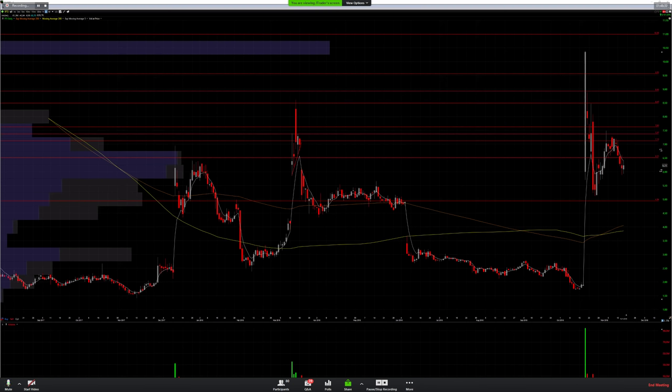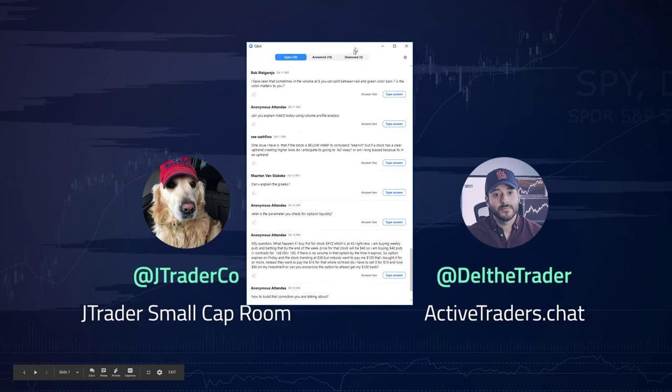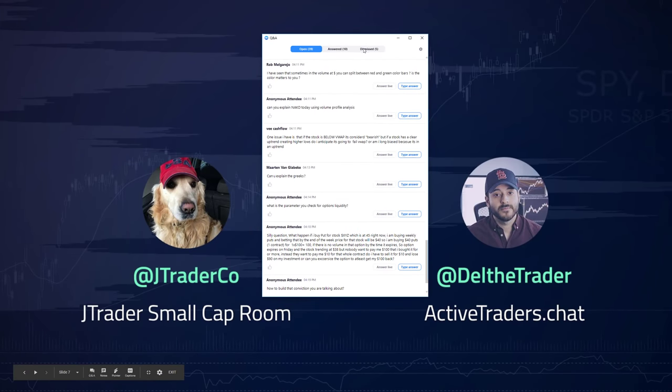Rob Melgarejo asks, I have seen that sometimes in the volume at dollars, you can split between red and green color bars. Does the color matter to you? Okay, I answer and then you can answer back. For me, no. I just need to see how the price closes, whether below the open or not, and that's the only thing that matters. Many of my charts don't have the color. You know it from the close of the bars.